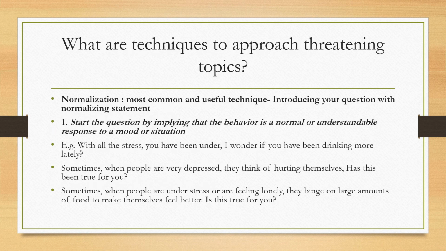Next, I'm going to explain some of the techniques that you can use while approaching threatening topics. First is normalization. So start the question by implying that the behavior is a normal or understandable response to a mood or situation. For example, with all the stress you've been under, I wonder if you have been drinking more lately. To introduce a substance abuse topic, you could use that technique.